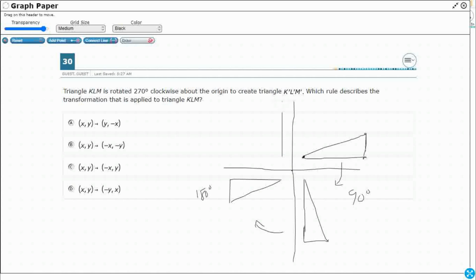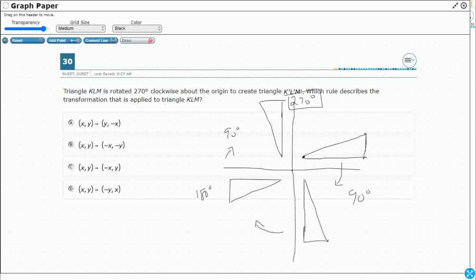And let's make sure I make it tall enough there. So this is what we're looking for. It's another 90, so that's going to make 270 altogether. That's what we're looking for, because if we go around one more time, that's 360, we're back to where we started. Okay, so we're looking for something that looks like this.